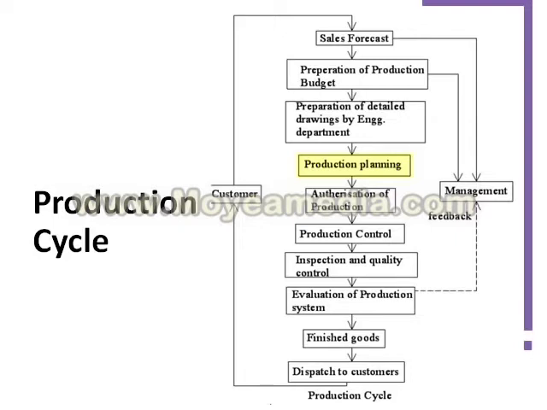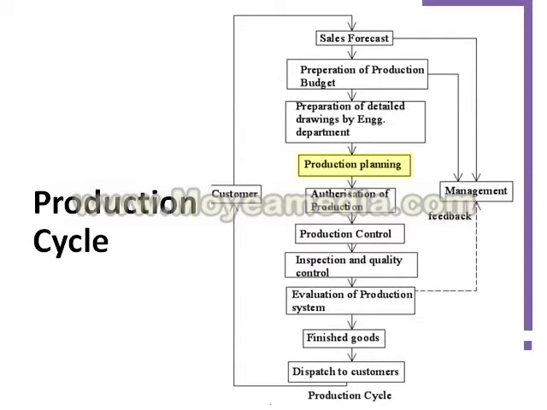production budget, detailed drawings if any, which is definitely required from the design department. Then our PPC part, that is the product, starts with production planning, authorization for the production, control, inspection, evaluation, your finished goods and dispatching to the customers. Then your customer will be having some feedback, or the interaction with the customer will be taken by the sales department for the forecasting, and definitely the management will be taking feedback at each and every important relevant portion of the production activity. So the whole sketch actually gives the production cycle.